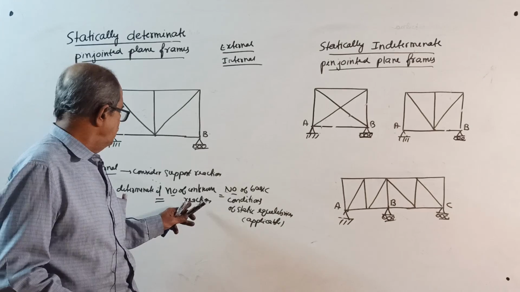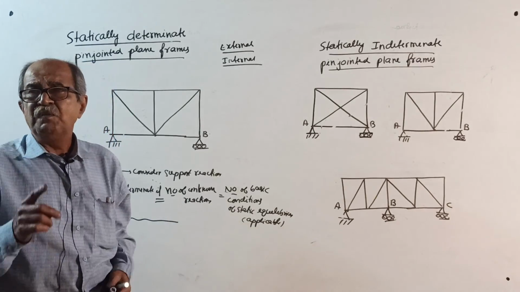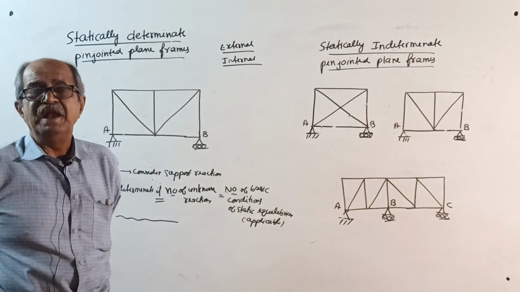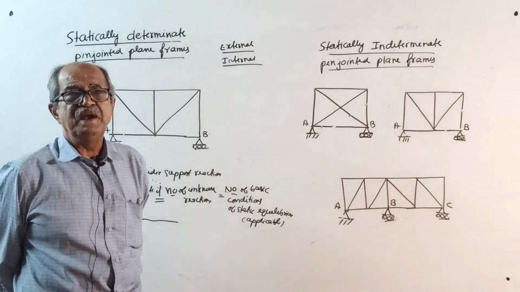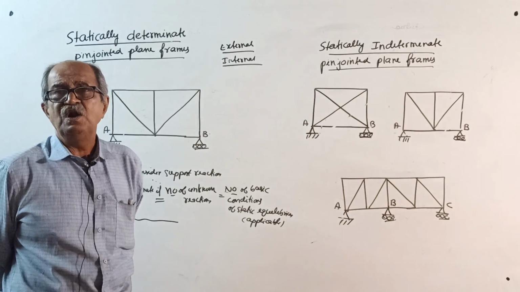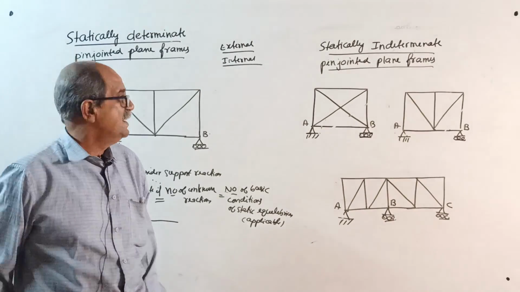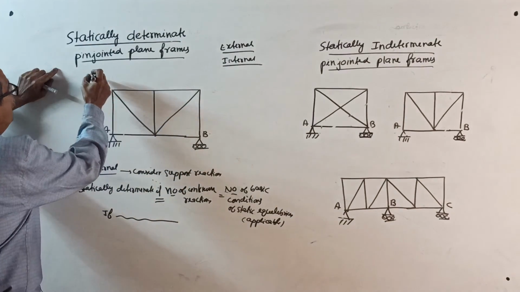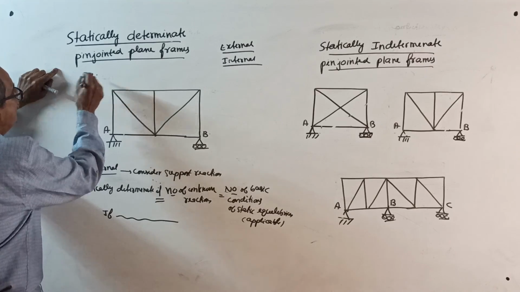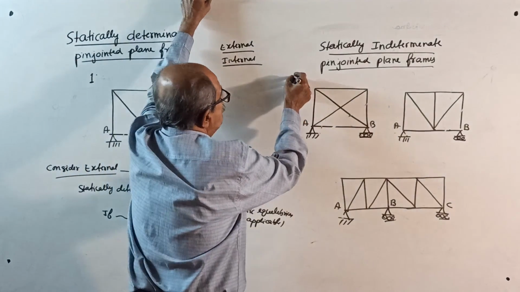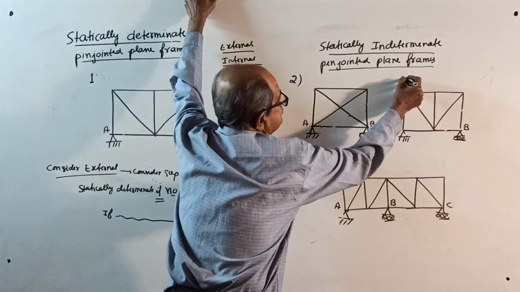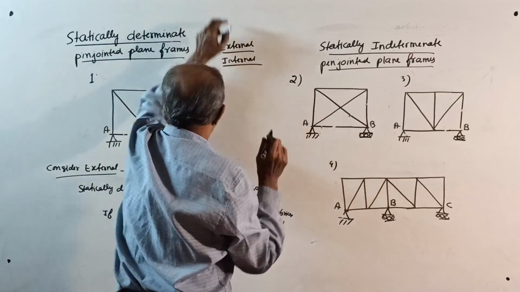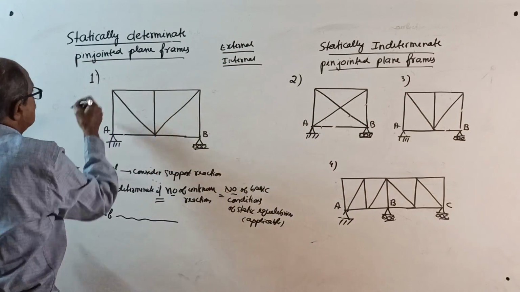So the number of unknowns should be equal, meaning determinate. If it is more, it is indeterminate. If it is less, it is called what? Unstable. Okay, now leave it. You consider 1, 2, 3 and 4. Briefly consider 1.